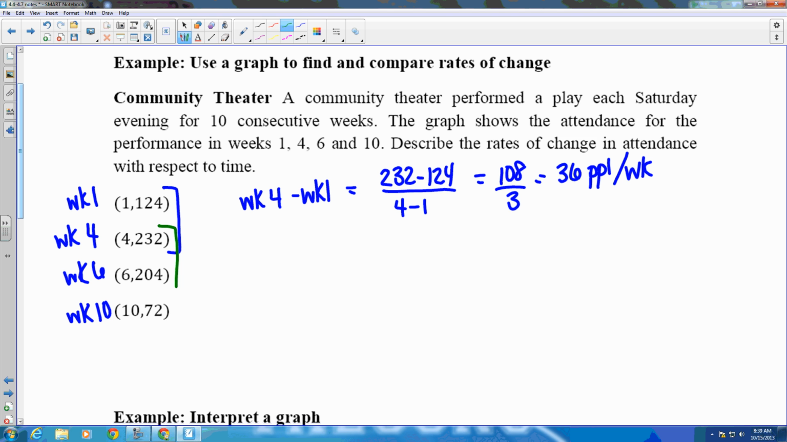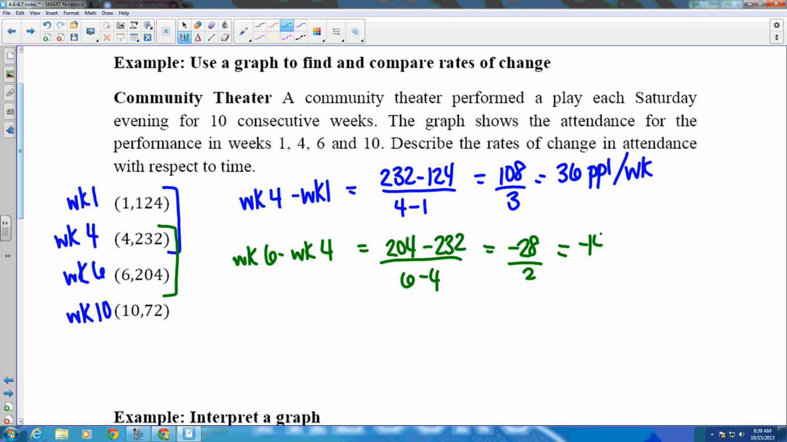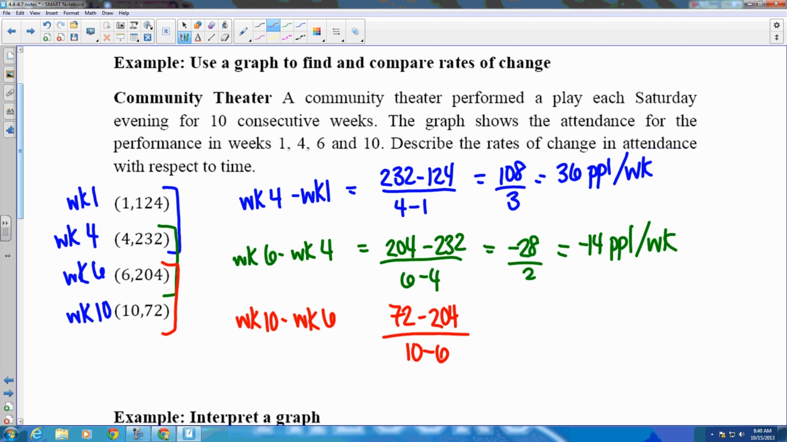Next one we need to do is the change between 4 and 6. 204 minus 232 over 6 minus 4, negative 28 over 2, which is negative 14 people per week. And last one, from week 10 back to 6, that's 72 minus 204 over 10 minus 6, negative 132 over 4, that's negative 33 people per week.